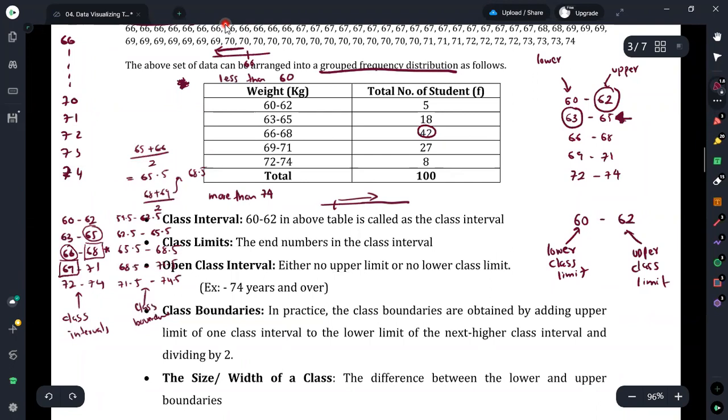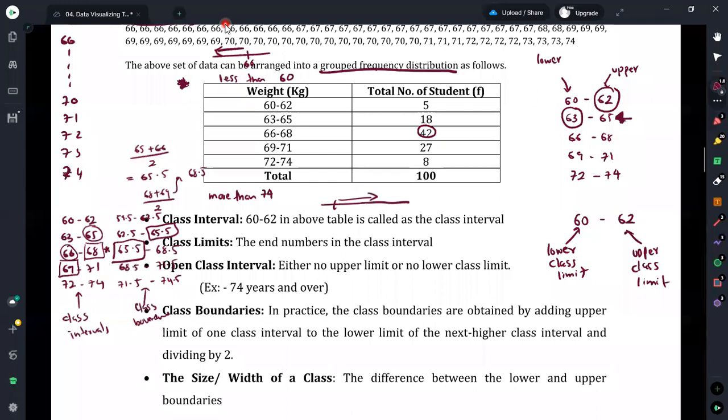Now you can see that the ending class boundary will be the same as the opening of the next higher class boundary. With the class limits we had two different values, but once you calculate the class boundaries, we have the same value for the ending of a preceding class and the starting of the next class.